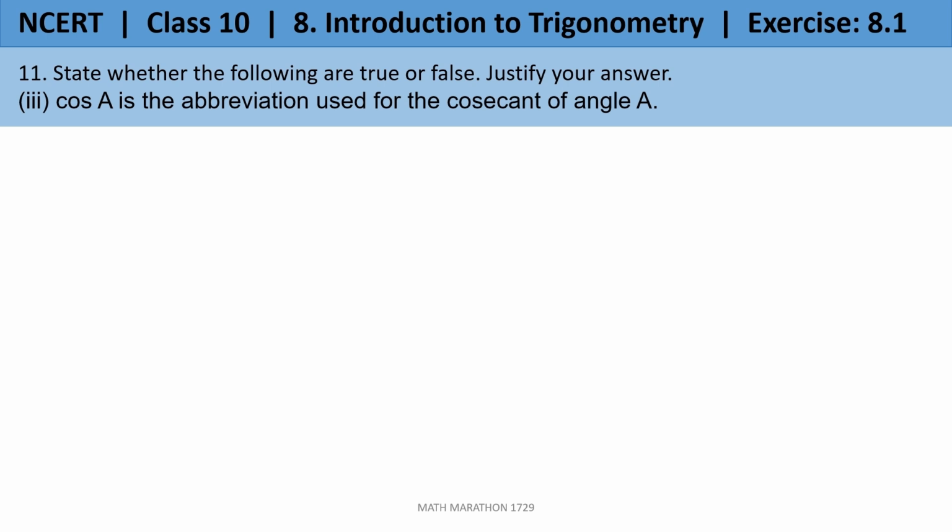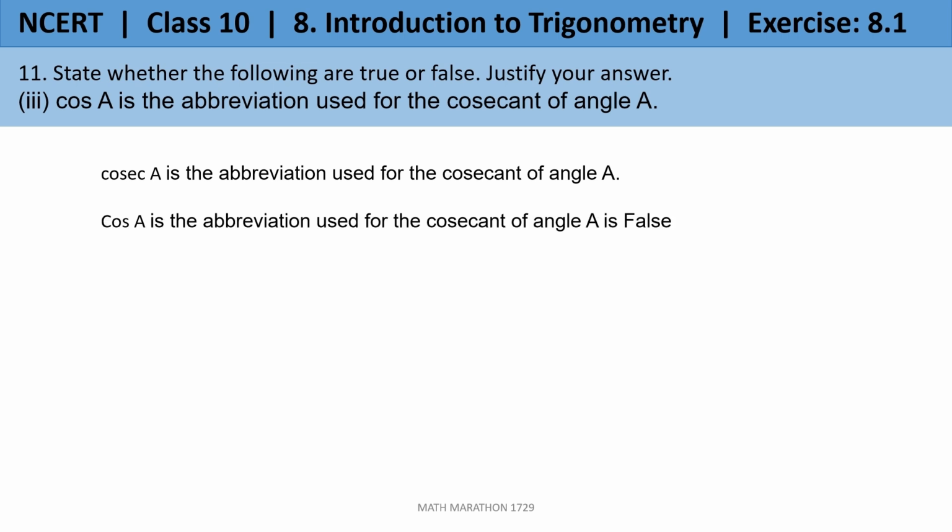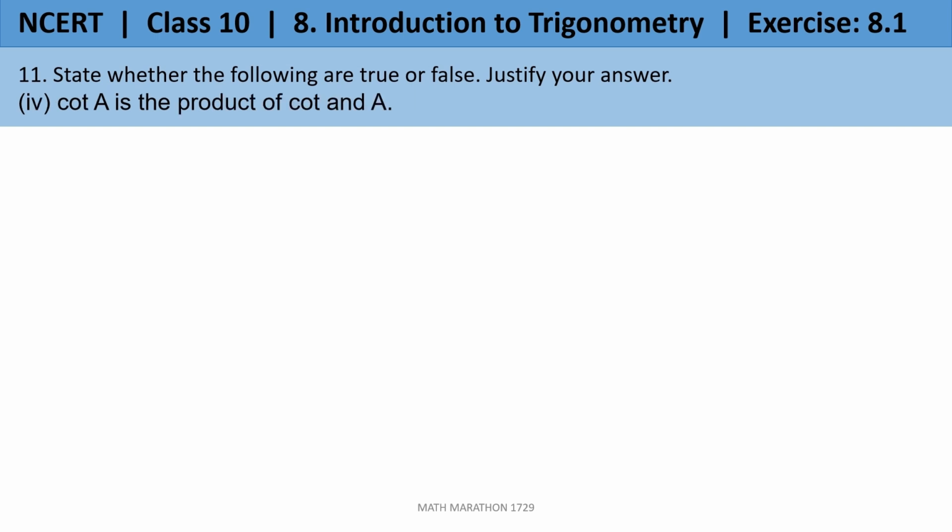State whether the following are true or false. Justify your answer. Section 3. Cos A is the abbreviation used for the cosecant of angle A. Cosec A is the abbreviation used for the cosecant of angle A. So, cos A is the abbreviation used for the cosecant of angle A is false. So, the answer is false.